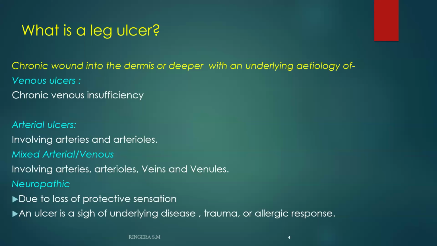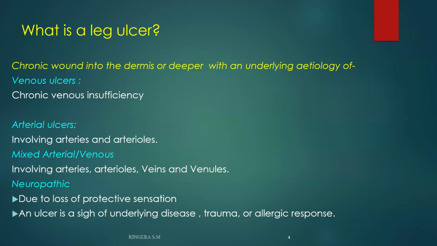So let's define what a leg ulcer is. These are chronic wounds, as I've just said. These are chronic wounds that go into the dermis with underlying etiologies of either a venous etiology, where chronic venous insufficiency is involved, or arterial problems involving the arteries and the arterioles, or a mixture of venous and arterial problems. So a patient can come with a mixture of both etiologies, and these are very difficult to make a diagnosis on.